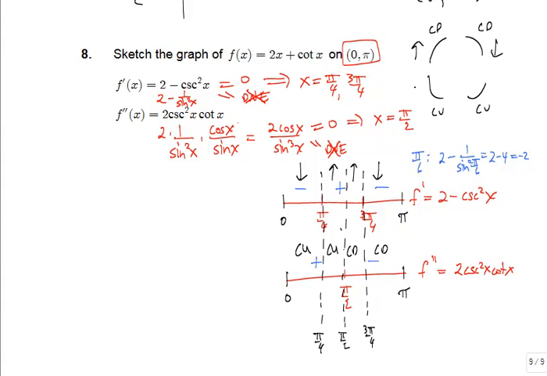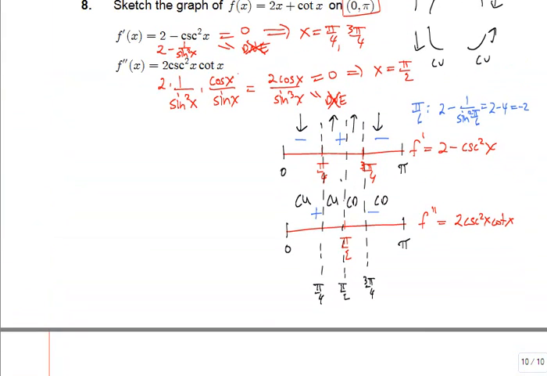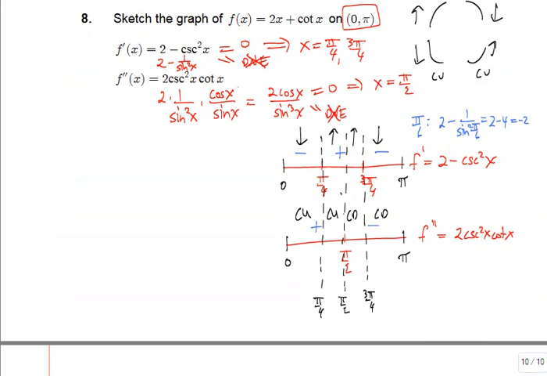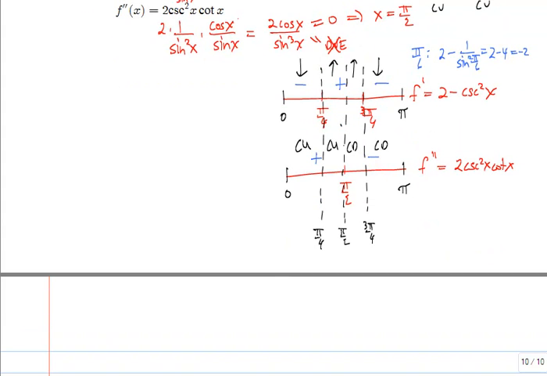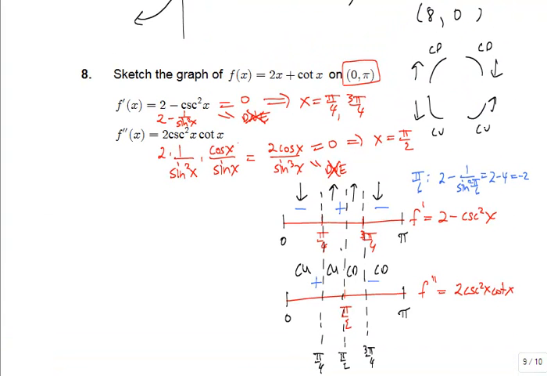We want to be concave up decreasing. Let me give myself a little more room here. So concave up, decreasing would be this shape right here until I hit pi over 4. And then between pi over 4 and pi over 2, we're concave up increasing.